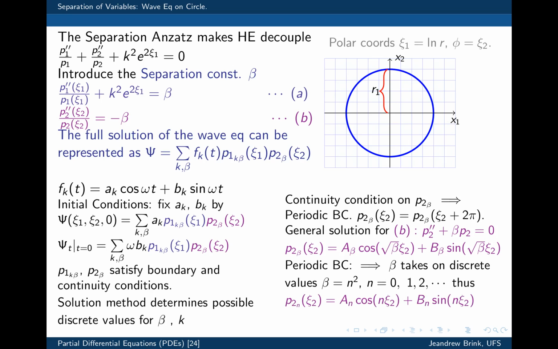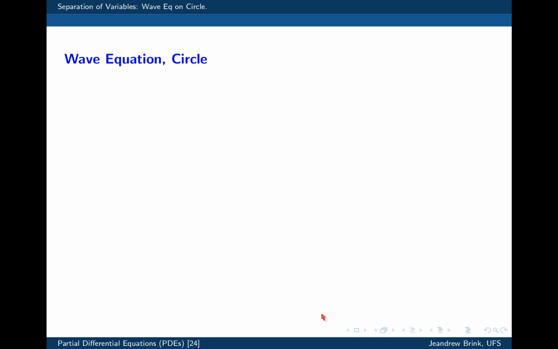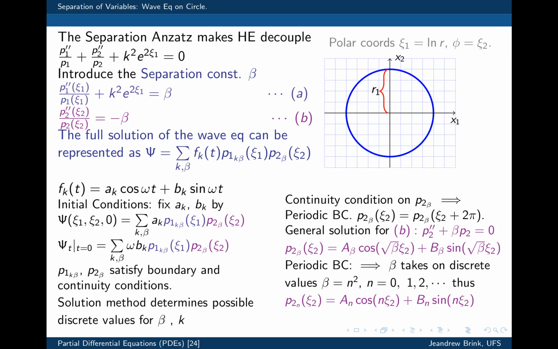Okay, and so now we have written P2, and I'm going to change the way I label it. I'm just going to label it with an integer because that's very natural: A_n cos n C2 plus B_n sine n C2. And over here, we can replace beta also with n, knowing that it's an integer and that the summation is what we would normally expect. Okay, so I'm just going to leave you there.